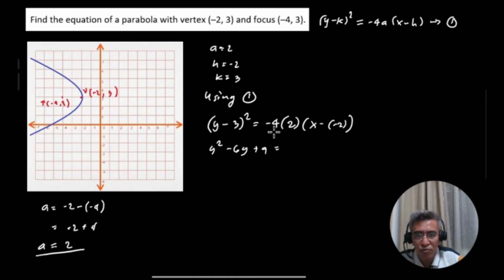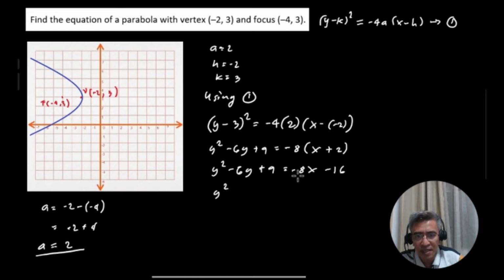And equal to negative 4 times 2, that's negative 8. x minus negative 2, that's positive 2, and close parenthesis. And also simplify. y squared minus 6y plus 9 is equal to negative 8 times x, that's negative 8x. Negative 8 times positive 2, that's negative 16.